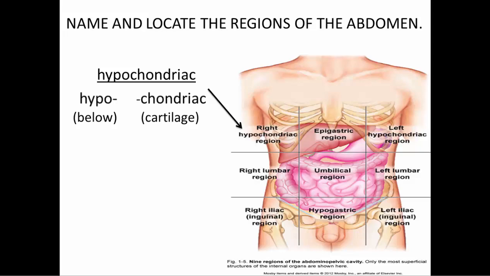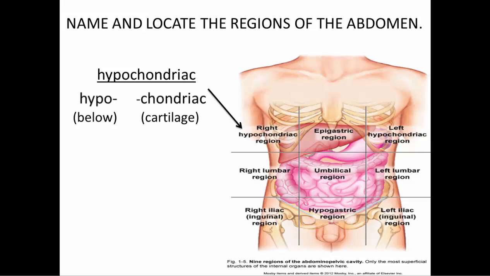If we go through the other names here, we can see there's a left hypochondriac region, so that means the same thing. If we look at the epigastric, epi means above. Gastric refers to stomach. And so as you can see here, it's the top part or above the stomach. The umbilical region is where our belly button is, and that comes ultimately from the umbilical cord attachment. The hypogastric, hypo means low, and gastric means stomach, so it's the lower portion of the stomach. The right and left iliac or inguinal regions. The iliac refers to the iliac crest, which is our hip bone.